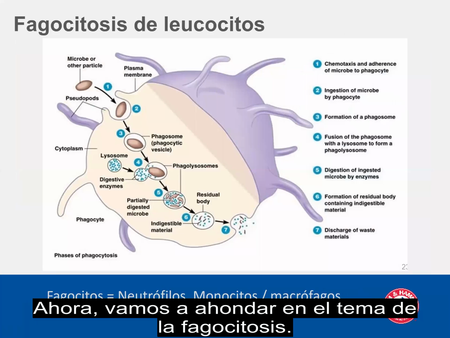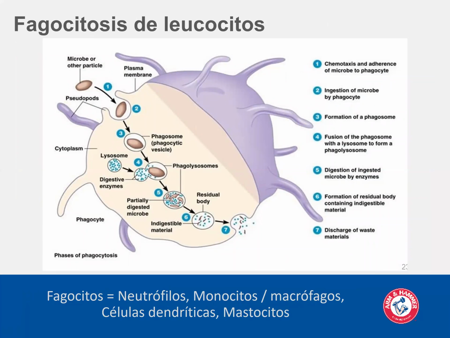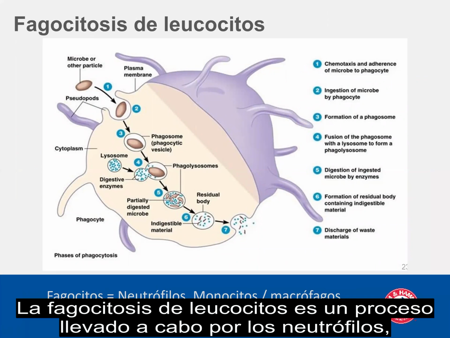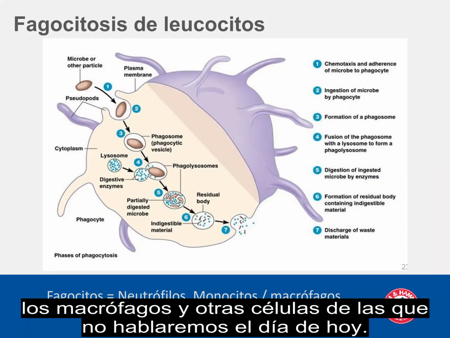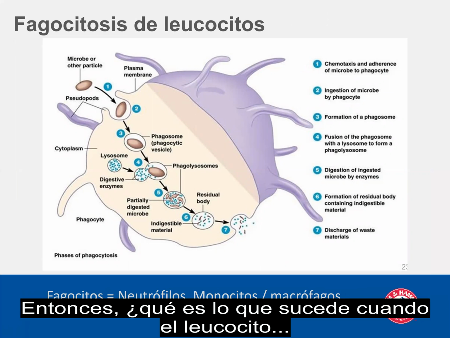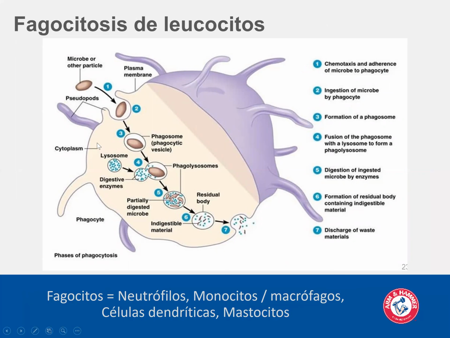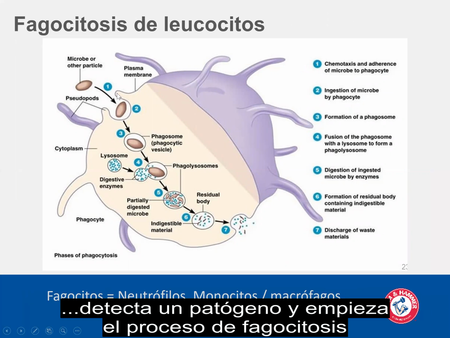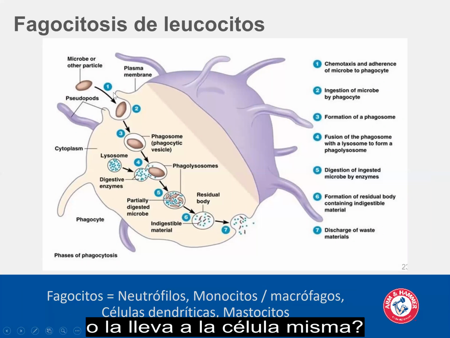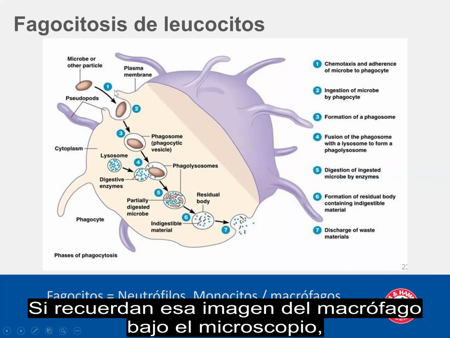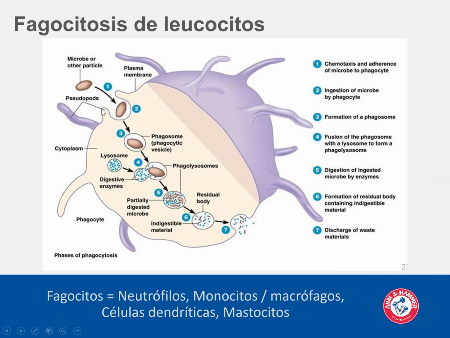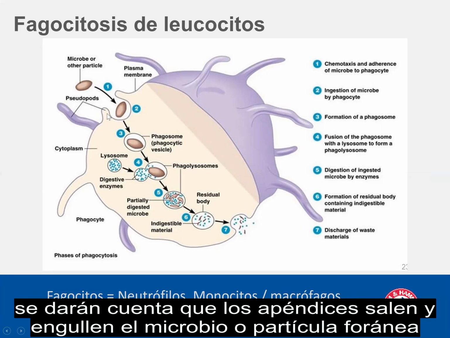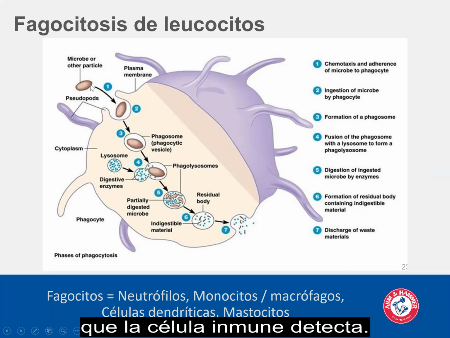So let's talk about phagocytosis in a little bit more detail. Leukocyte phagocytosis: neutrophils perform this activity, macrophages perform this activity, as well as some other cells we're not going to focus on today. But what happens when the leukocyte detects that pathogen and phagocytoses it, or brings it into the cell itself? If you remember that picture of the macrophage under the microscope and you saw these appendages coming out of that cell, that's what you see here. Appendages come out and engulf the microbe or the foreign particle that the immune cell detects.